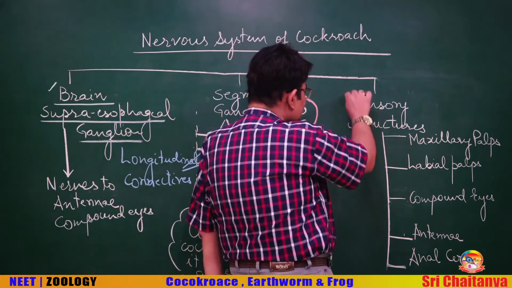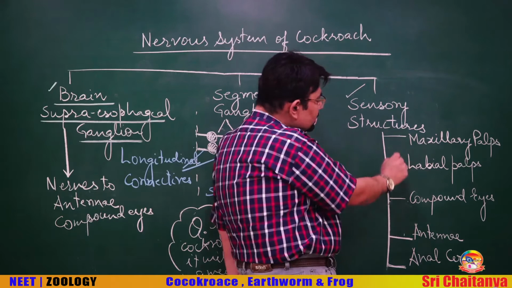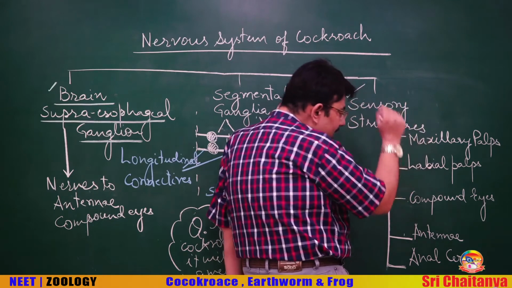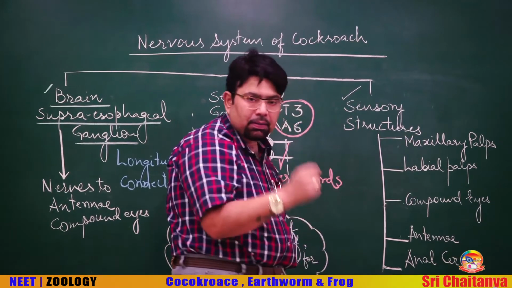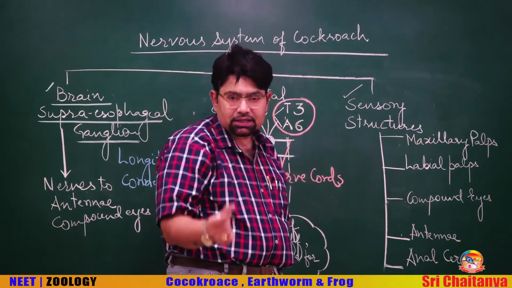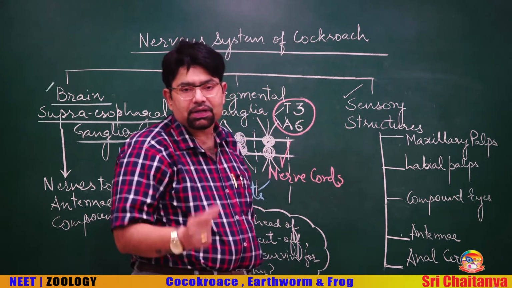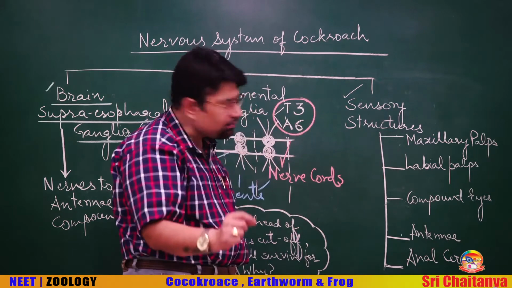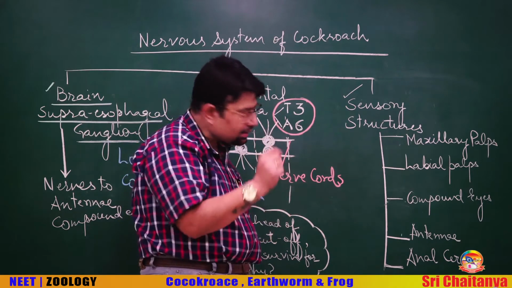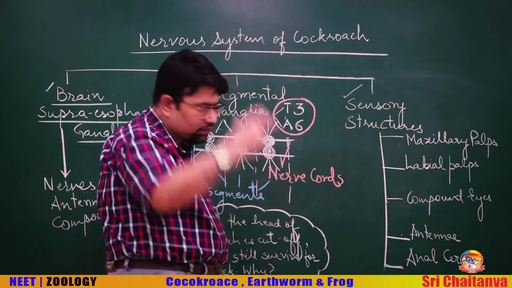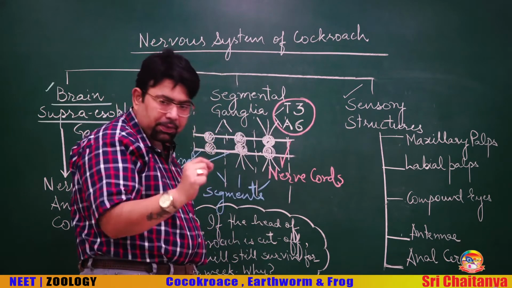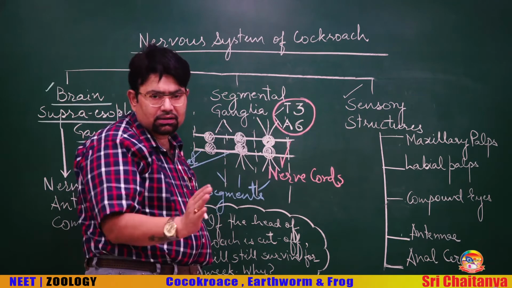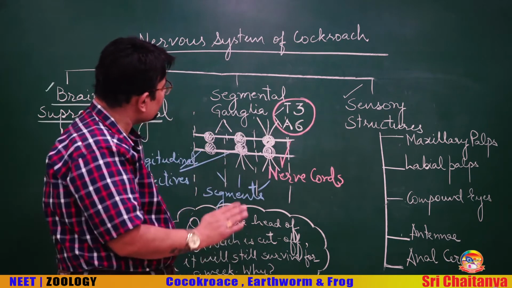Sensory structures, very important. At least you should know the names of the sensory structures. There are maxillary palps, labial palps. A palp is any segmented appendage. So a palp from the maxilla is called a maxillary palp, then a labial palp, then compound eyes, 1 pair on the dorsal side of the head, 1 pair of antennae and anal cerci. These are the different sensory structures in a cockroach.